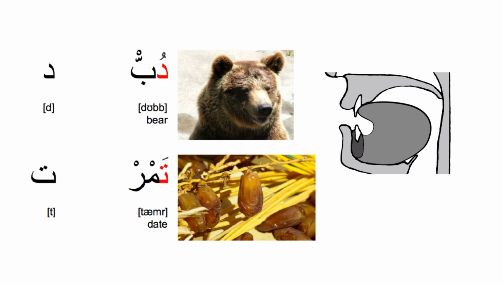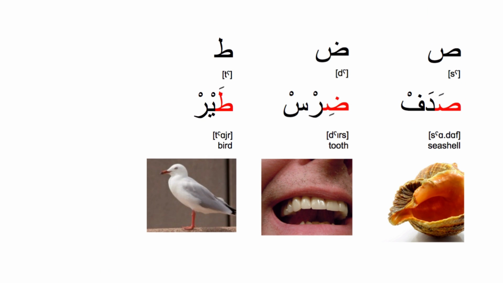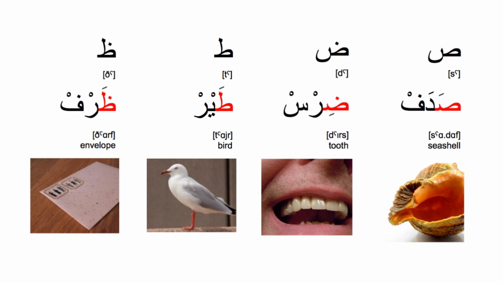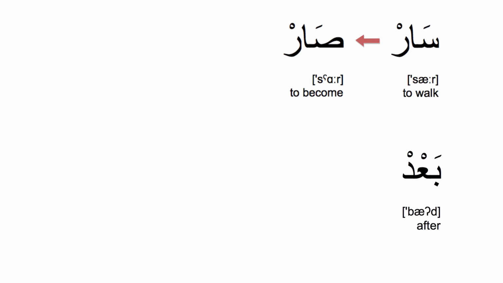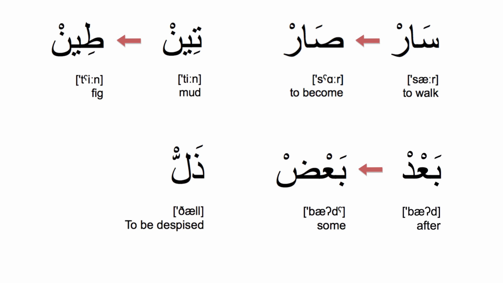Dub, tamr. Then we talked about the emphatic consonants. Sad, dad, ta, and va, as in sadaf, dirs, tayr, and varf. All 4 of these consonants took sounds you already knew, s, d, t, and th, and then modified the tongue position so that the back of your tongue was pulled towards your uvula. So, sar goes to sar, ba'd goes to ba'd, teen goes to teen. And you'll notice with this one that there's no puff of air in the emphatic version. Teen. And last, dhal goes to dhal.